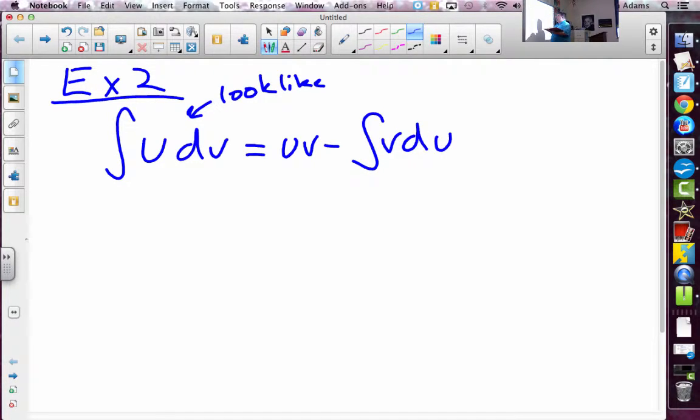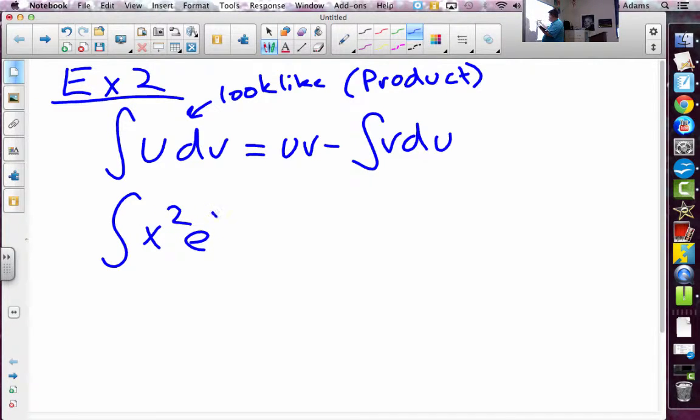All right? So this works for products. So you're going to get a function that's a product. We remember from example number 1 that it was derived from the product rule, and then we just integrated the product rule. And so what I want to do for example number 2, let me write it down, then you'll figure out what I'm talking about. I'm asked to find the antiderivative of x squared e to the x dx.